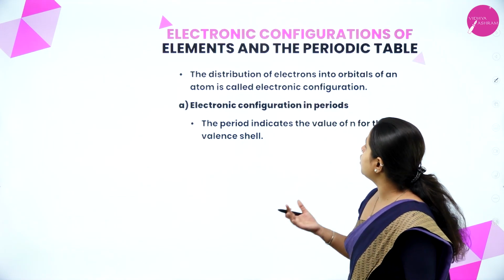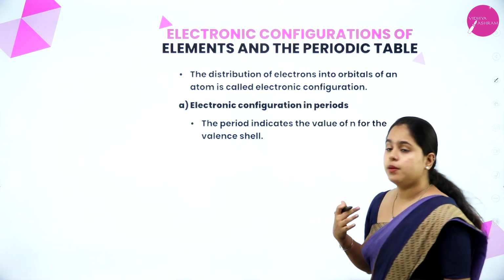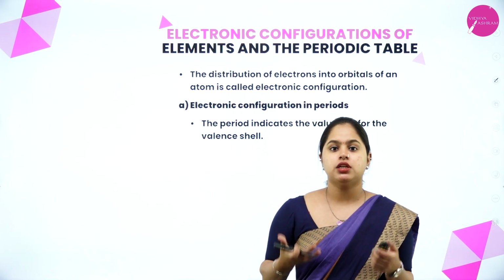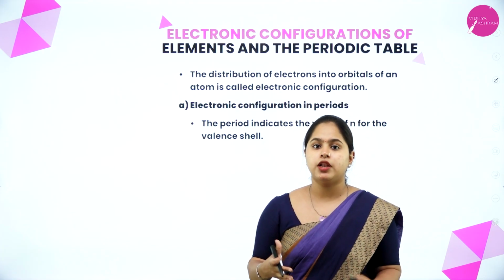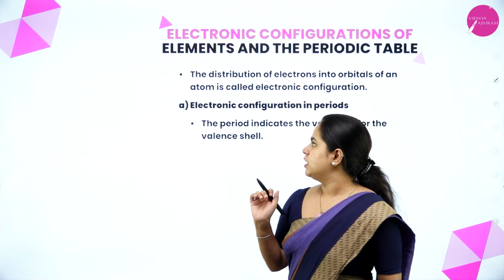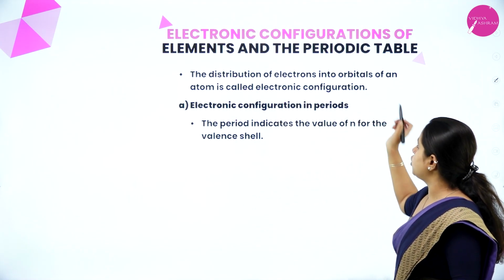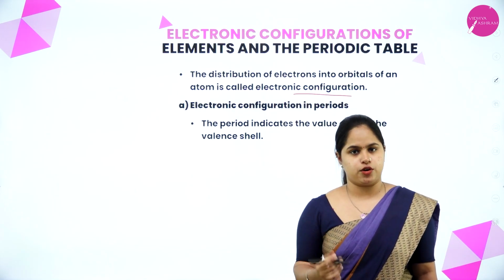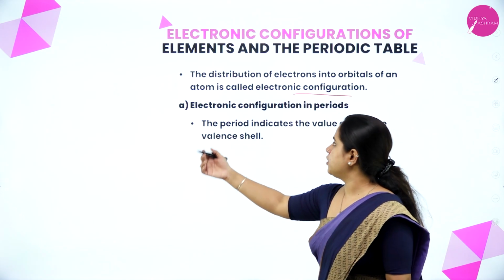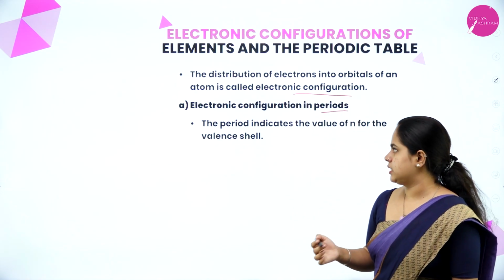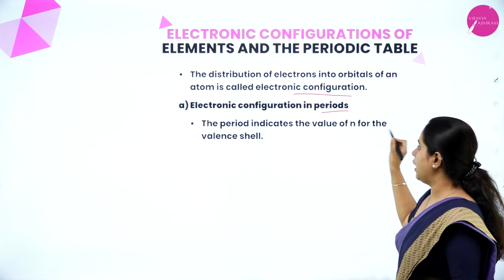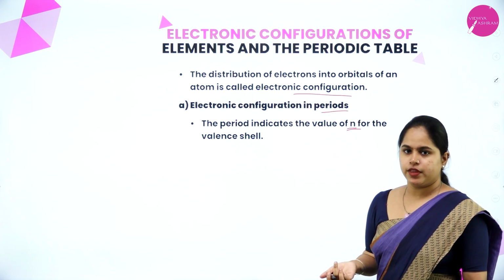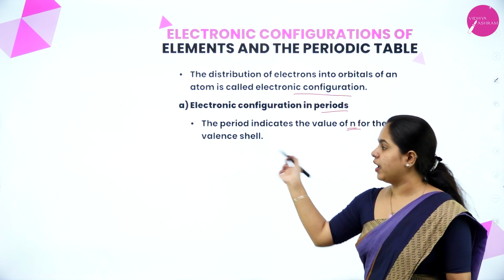Now, moving on to electronic configurations of elements and the periodic table. What we are going to see is how, from the electronic configuration, you can say which period or which group the element belongs to. The distribution of electrons into orbitals of an atom is called electronic configuration. You already know how to write the electronic configuration of different elements, right? So, electronic configuration in periods: the period indicates the value of n for the valence shell. We know what n is, right? It is the principal quantum number.